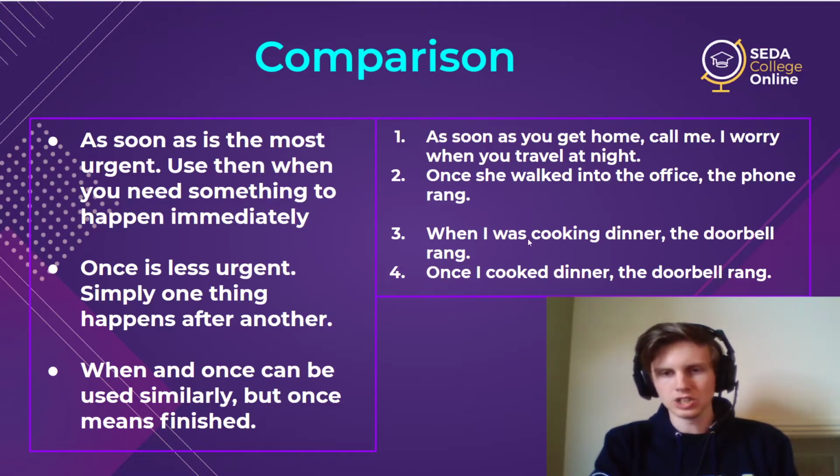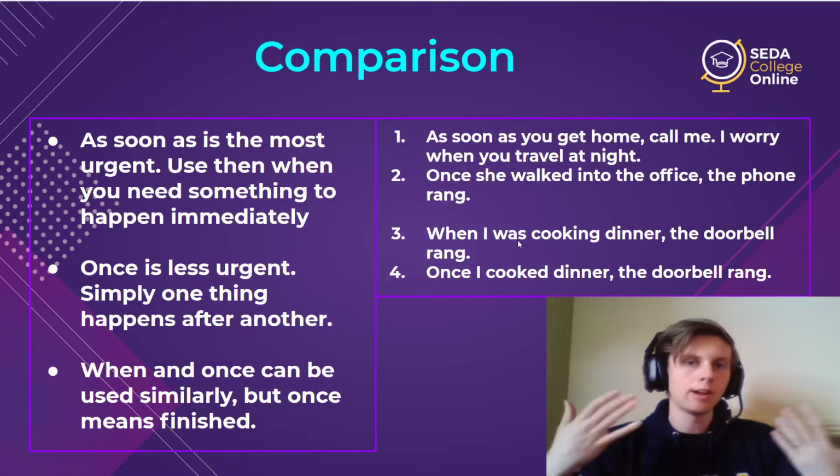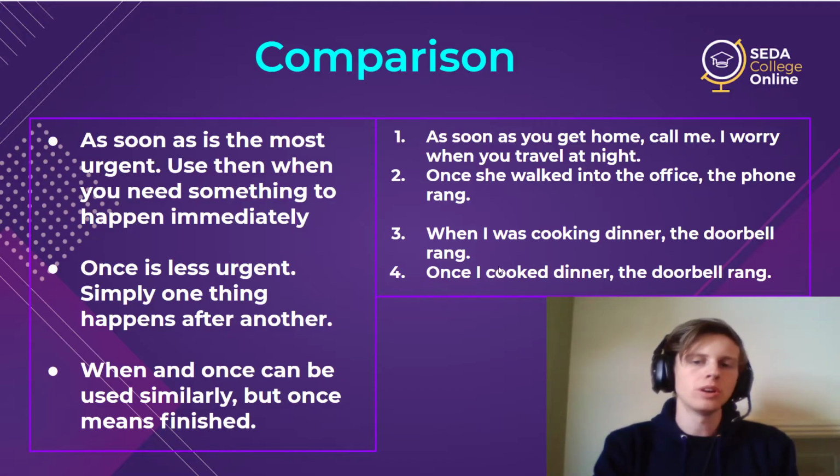And really, it shows in the verb as well. It's more natural to use the past continuous here, was cooking, because they're happening together, whereas it's more natural to use the simple past here because it's finished. So just know this is kind of the natural way to do it.